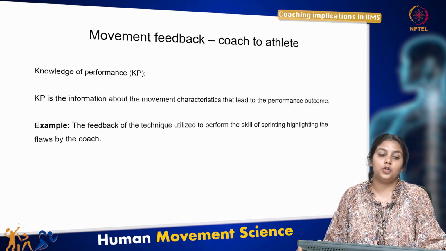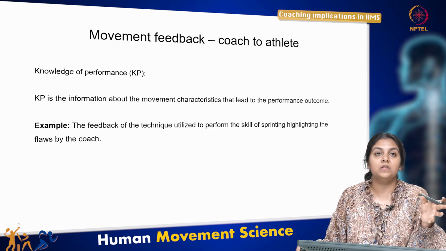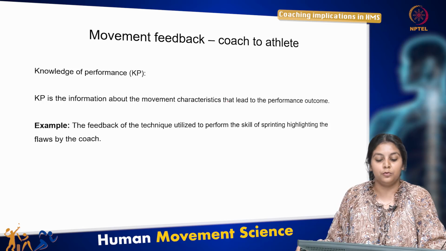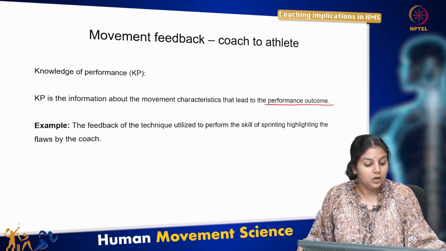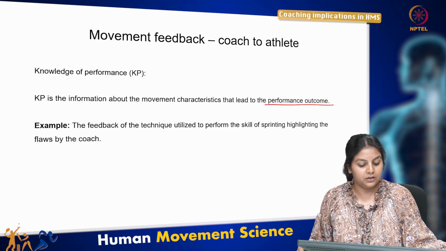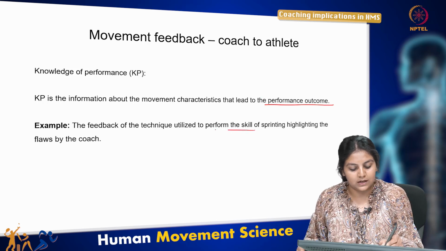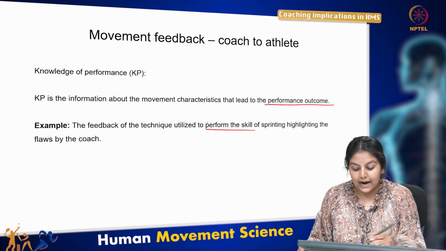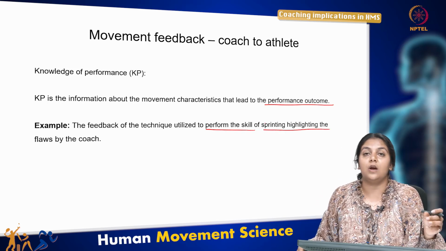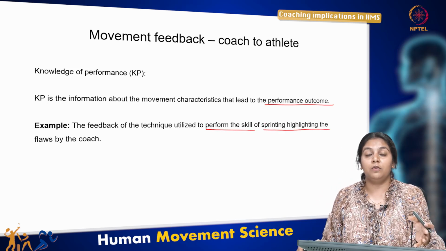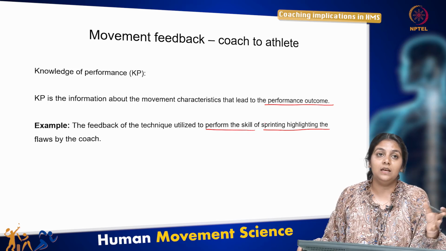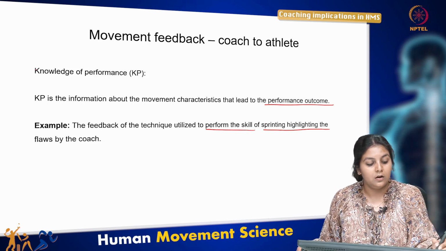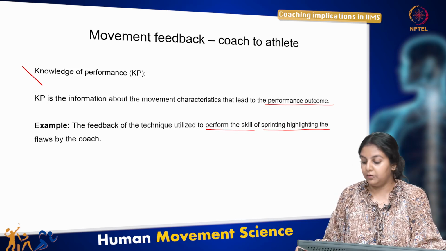So KP is knowledge of performance. Knowledge of performance is the information about the underlying movement characteristics that lead to the performance outcome. The coach would give feedback on the technique that was utilized to perform the skill, for example in sprinting, highlighting the flaws. You can also give positive reinforcement to the athlete, saying this is what you did well, this is what you did not do well, and this is how it can be corrected, which falls under the feedback of knowledge of performance.